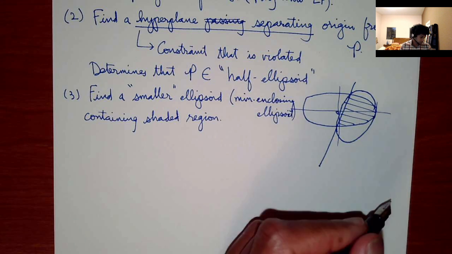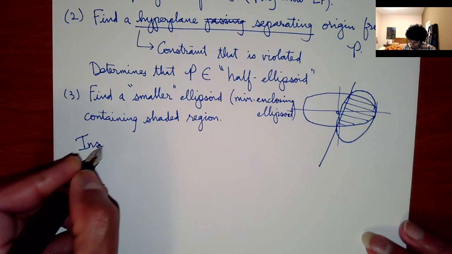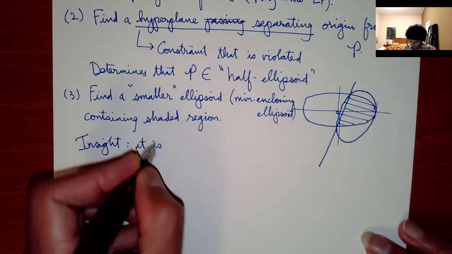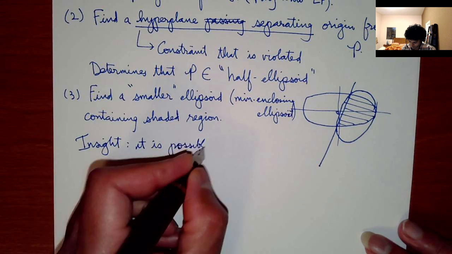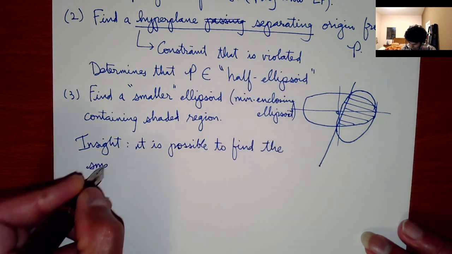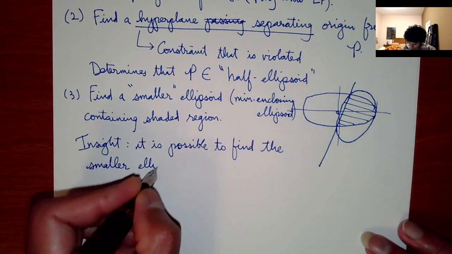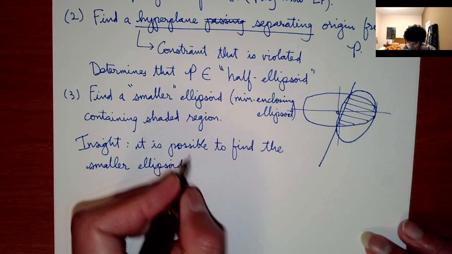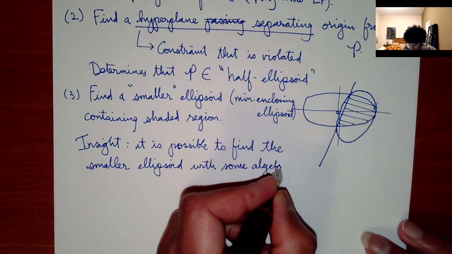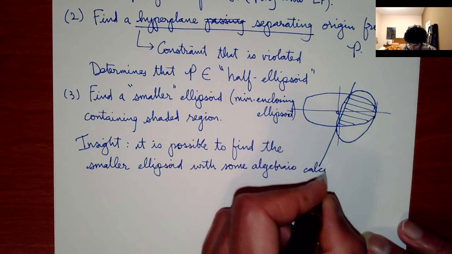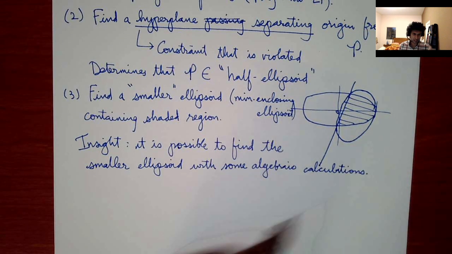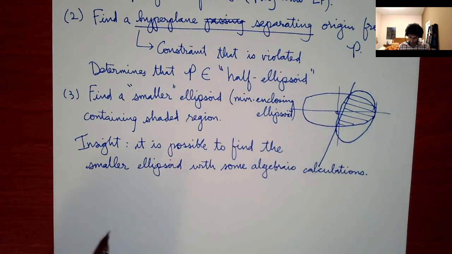And the insight is that it is possible to find the smaller ellipsoid with some algebraic calculations. I can even show you what those algebraic calculations are. They're not that hard once you see them, but the insight is remarkable.